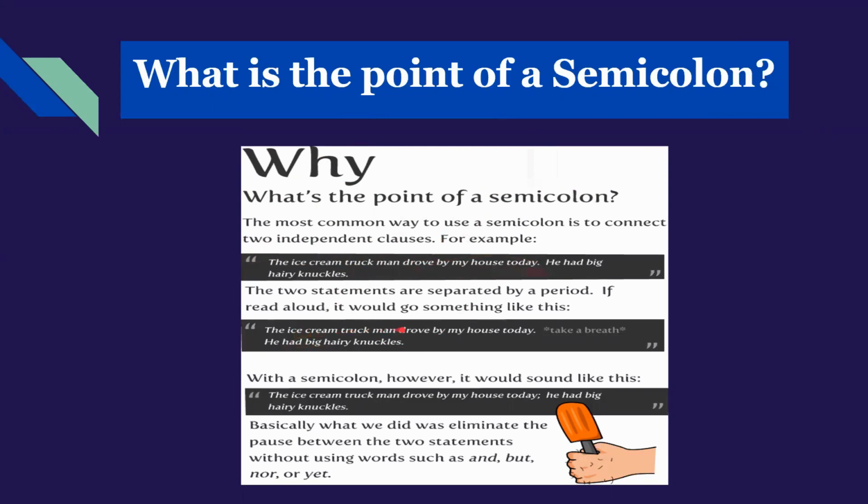The ice cream truck man drove by my house today. See, we took a breath there. He had big hairy knuckles. So this is how we can do it with a semicolon. The ice cream truck man drove by my house today; he had big hairy knuckles. See, here I had to take a breath and pause because it was a period, while here I could just read it fluently.